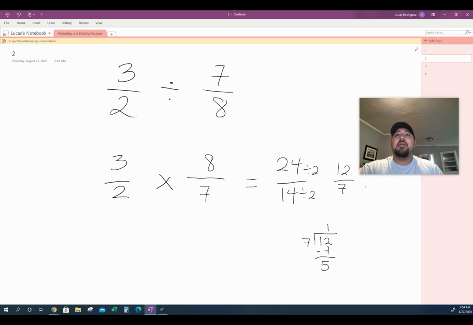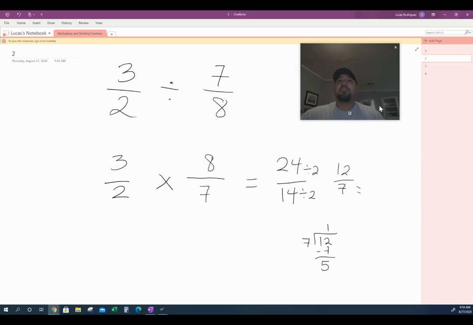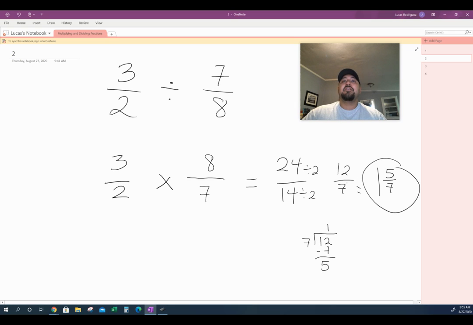So my mixed number answer would be 1, because 7 goes into 12 one time. That's one whole, plus 5 parts of another 7th, okay? So that would be our answer. This could also be the answer, but most likely it would be the mixed number version.